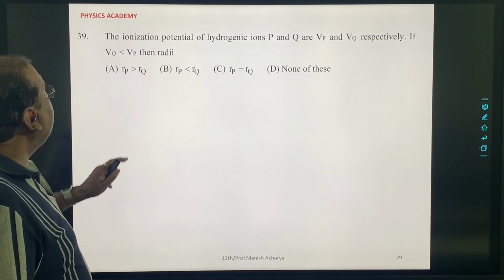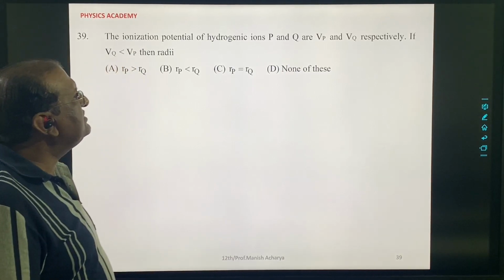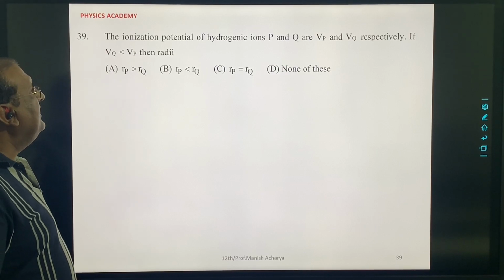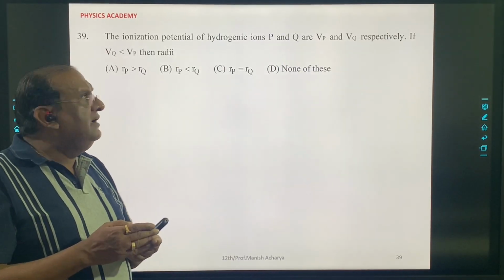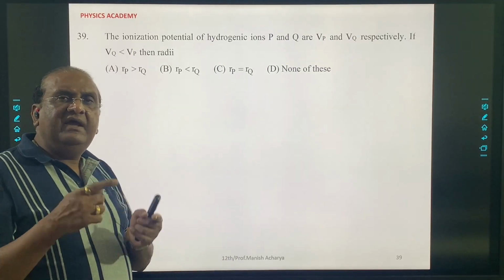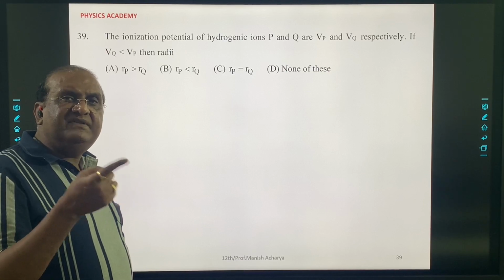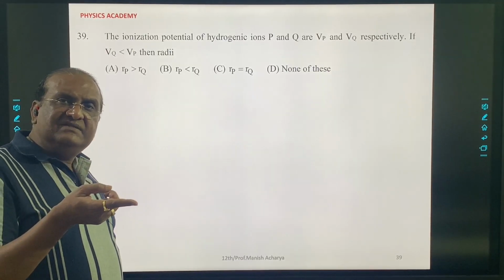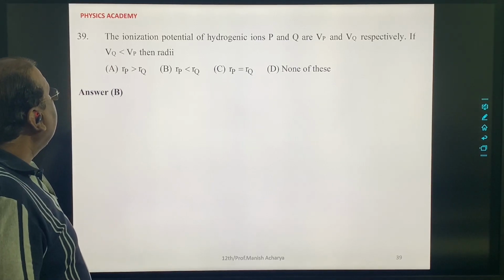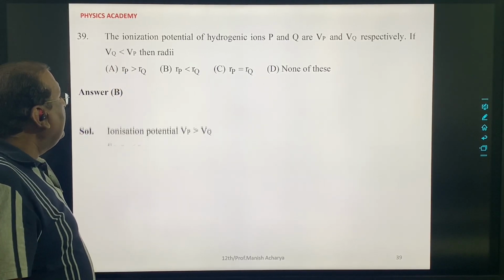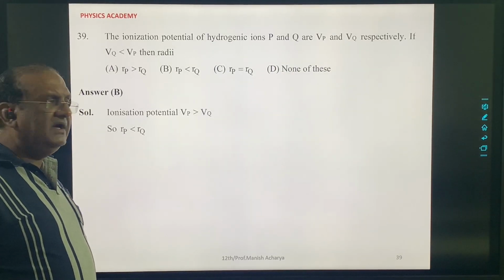Now question number 39. The ionization potentials of hydrogenic ions P and Q are Vp and Vq respectively. If Vq is less than Vp, then what is the relation of radii? Now we know this thing. If we think about the lower orbit, then the required ionization potential is more, because we have more energy to supply to release the electron, and if we think about the higher orbit, then to release the electron in that particular orbit, we have to supply less energy. Means if Vp is greater than Vq, then Rp is less than Rq, because ionization potential is inversely proportional to the radii of the orbit.